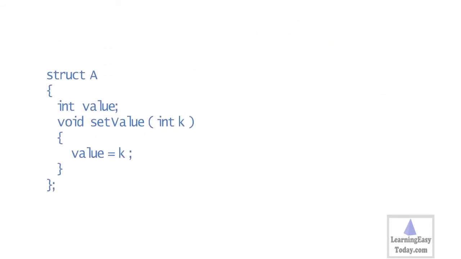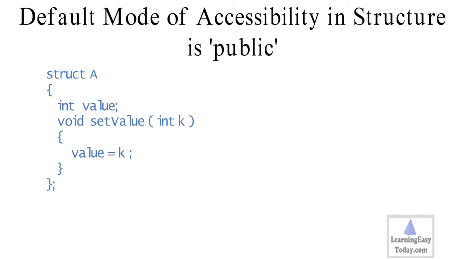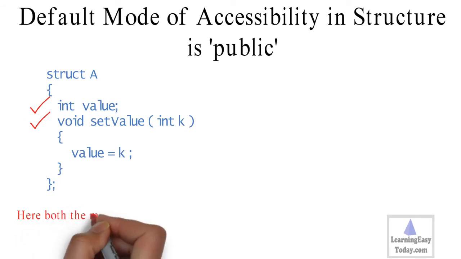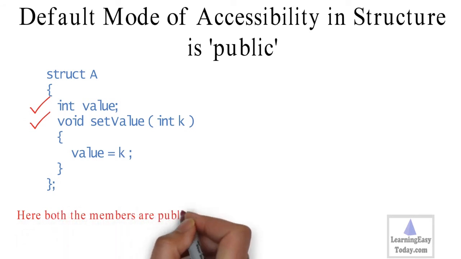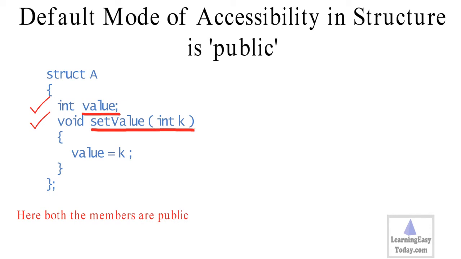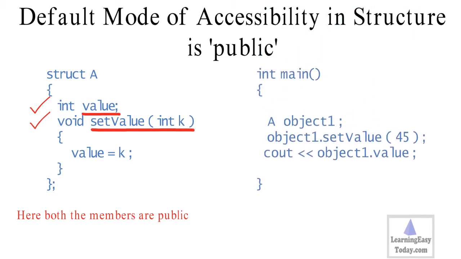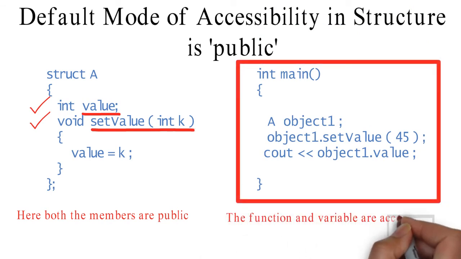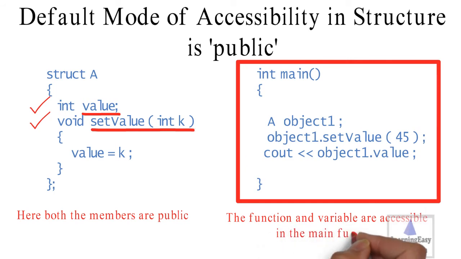The default mode of accessibility in structure is public. It means all the members declared inside a structure are by default public. Consider this example code. Here in structure A, the data member value and member function set value are by default public. It means both can be accessed from the outside of structure A. This code snippet shows that value and set value of object 1 can be accessed directly in the main function.